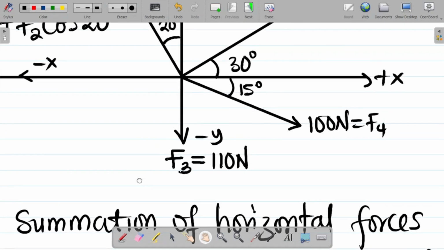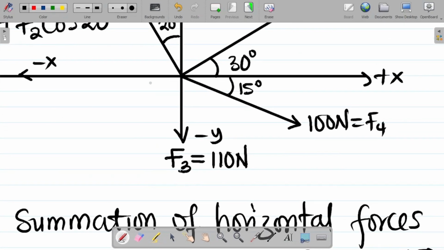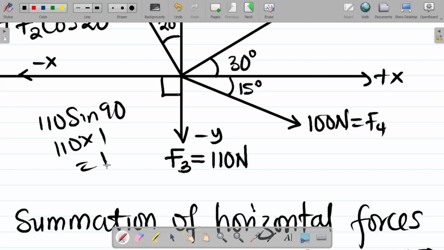Okay, but if you still want to use the angle, we said the angle here was 90, right? So it becomes 110 sine 90. And if you punch sine 90 it gives you 1, and that becomes 110 times 1, which is what there? 110. Since it's in the negative part of y, it becomes minus 110, which is exactly the same answer that we got. That's why I said don't stress about it. All right, let's proceed with this.